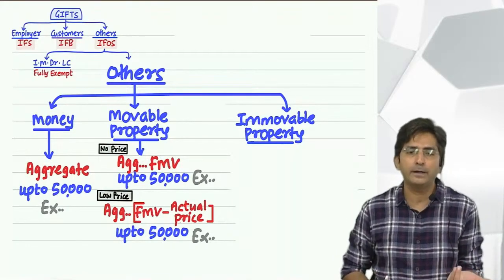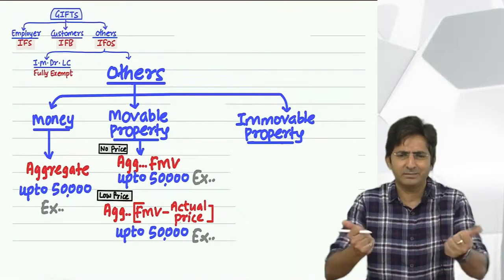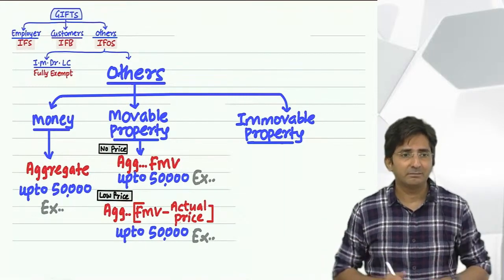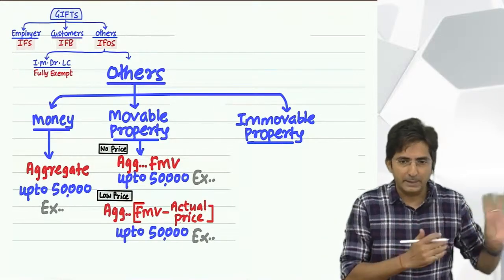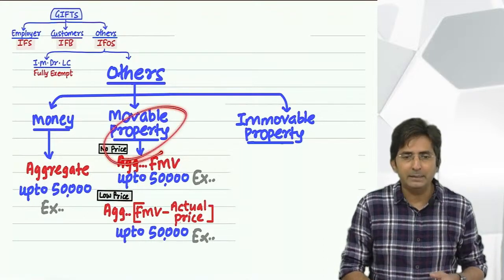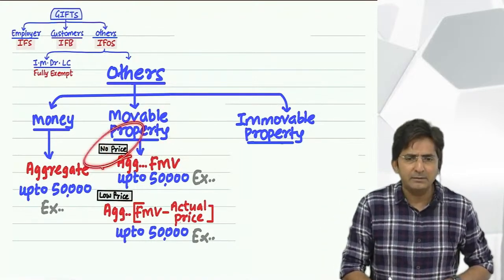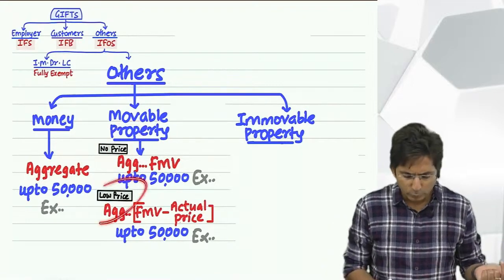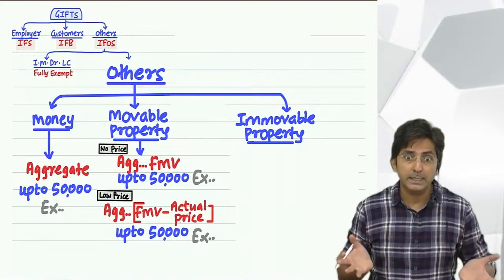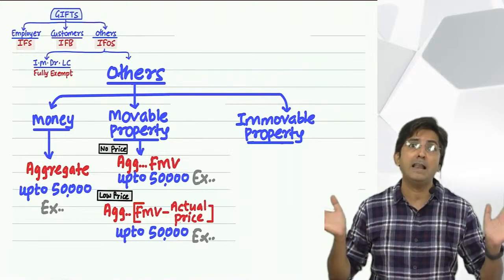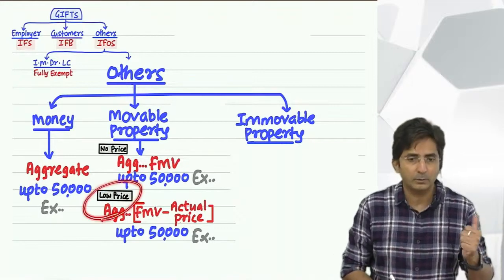See, how to find out a money gift? They will write money or cash or cheque, money and or GPay. If someone gives me a gift through GPay, it's money only. All that is money. And if it is movable property, they will write gold, silver, shares, etc. And if it is no price, they will say free of cost. If it is low price, it is at a lower price. They will say he purchased the gold of 1 lakh for rupees 10,000. Then it is a transaction of low price.